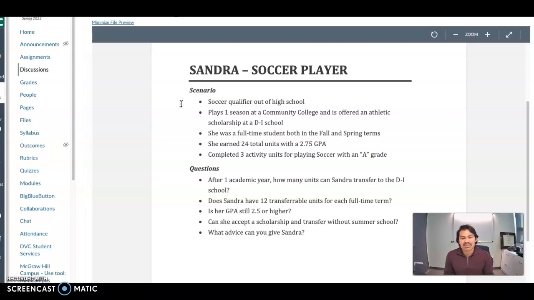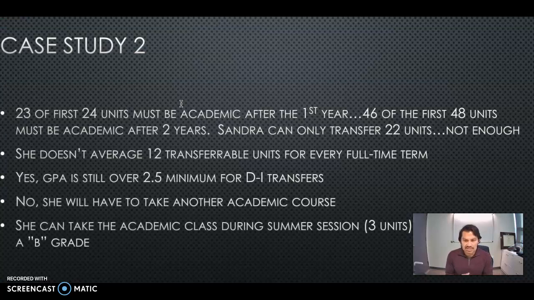And what advice can we give Sandra? It's an easy piece of advice: she can take that academic class during the summer session and get at least a B grade, and then she'll be good to go. Getting the B will make sure she stays over a 2.5, and then she'll have averaged 12 transferable units, giving her more than 23 units in that first year as well.